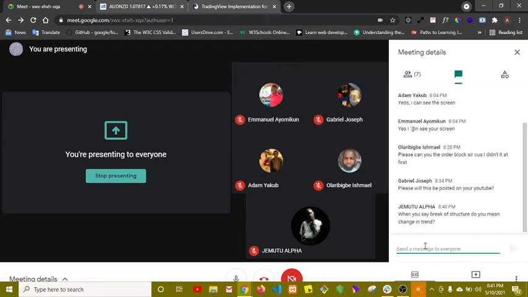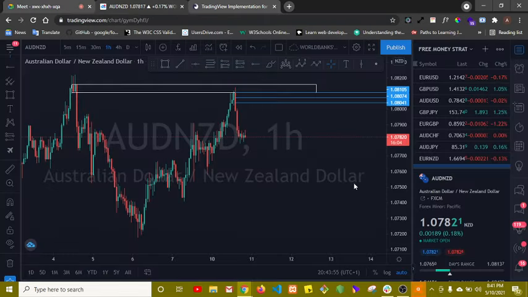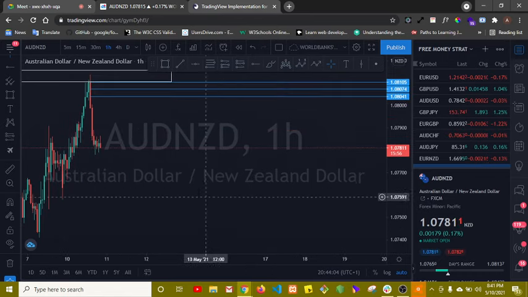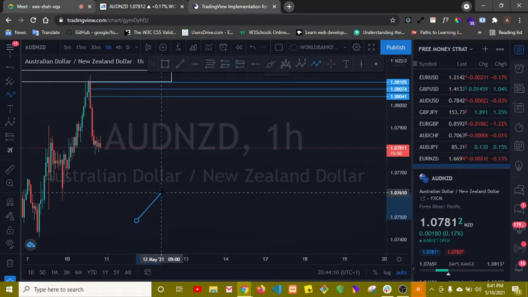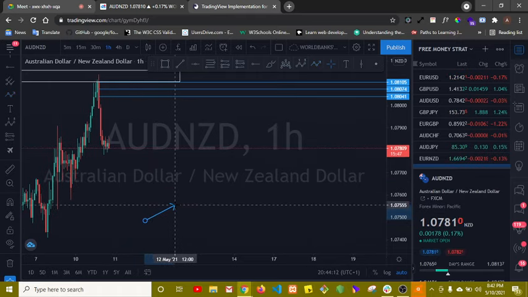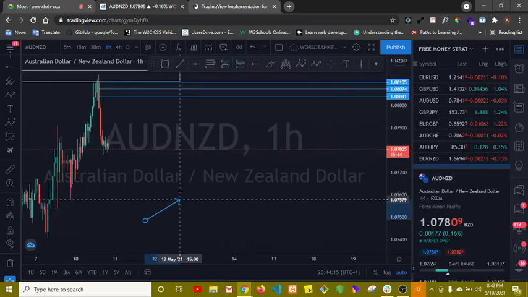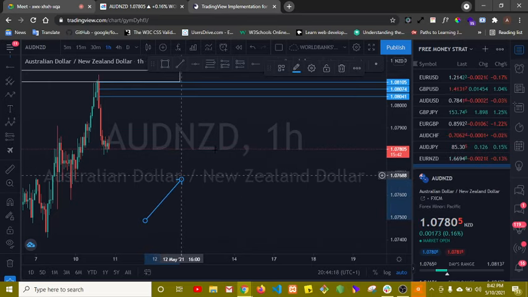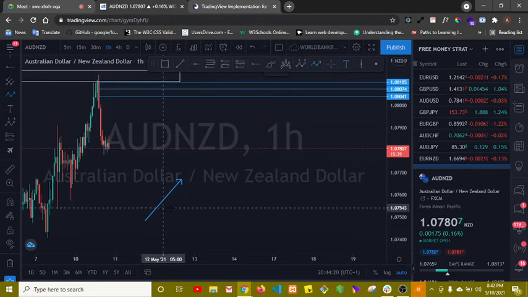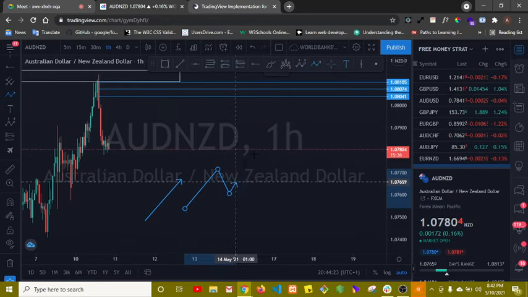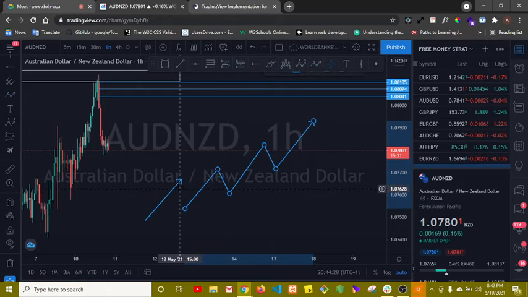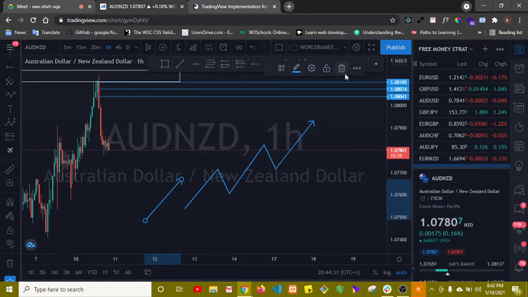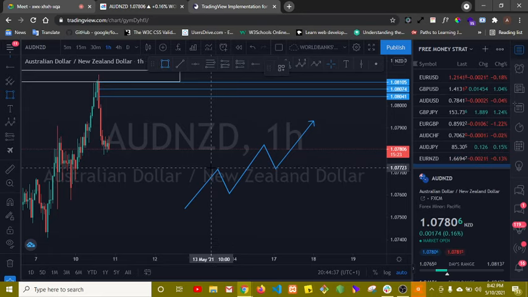Okay, there's a question. When you said break of structure, do you mean change in trend? No. Break of structure can just be a reasonable breakout from support and resistance, and not the obvious. Okay, let me just delete that. Now this is a break of structure. Okay, let me use this as an example. This is a break of structure.